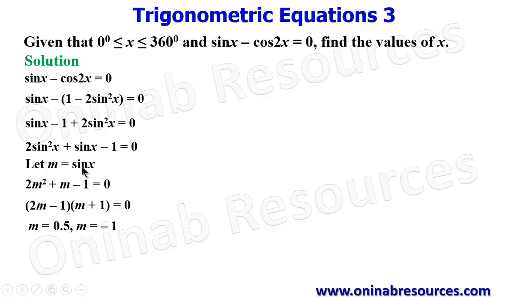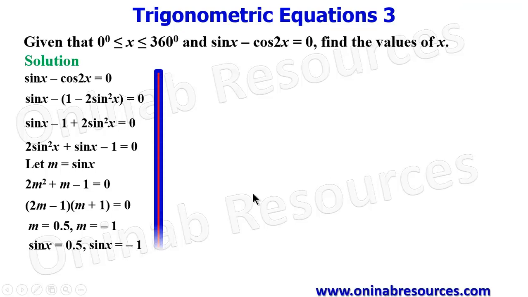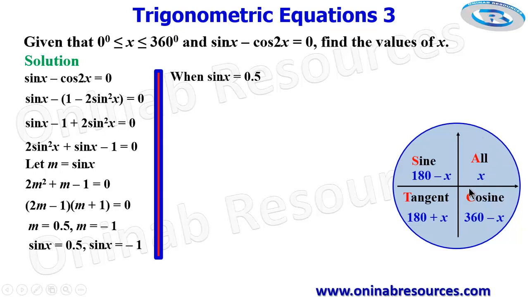From here, we go back to substitute back our sine x. Since m is sine x, we have sine x is equal to 0.5, and sine x is equal to negative 1. So we pick it one after the other. When sine x is equal to 0.5, we look at the trigonometric ratio of general angles from 0 to 360 degrees. Sine x is positive in the first quadrant. Sine x is also positive in the second quadrant.